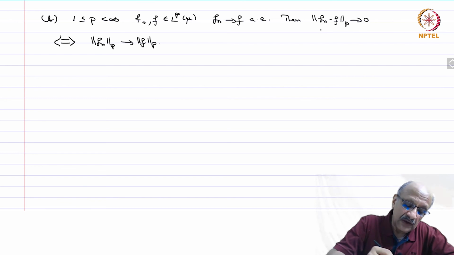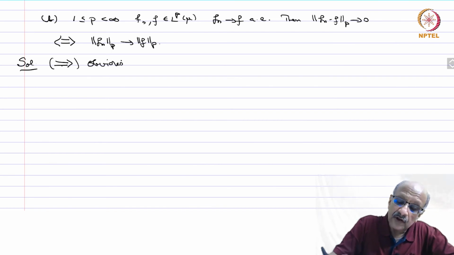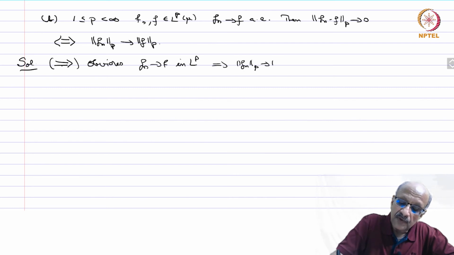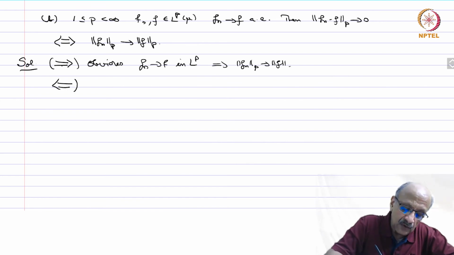Okay, so this is a very useful result. This direction is obvious, because the norm is a continuous function. So if Fn converges to f in LP, this implies that the norm of Fn in p goes to the norm of f. That is true in any normed linear space, so you don't have to do much. Now we are going to do the converse, which is the interesting part.